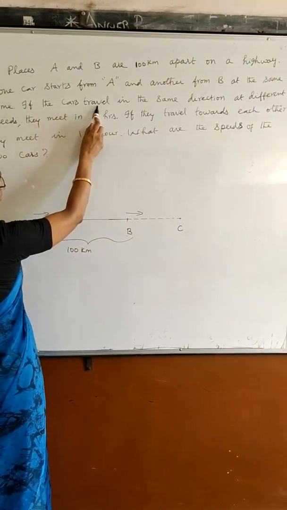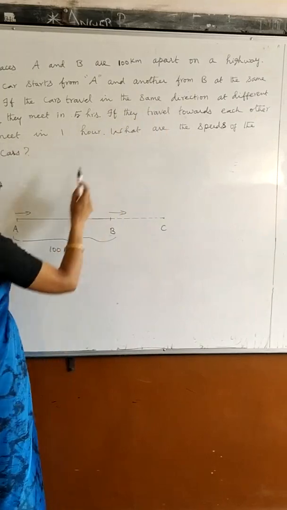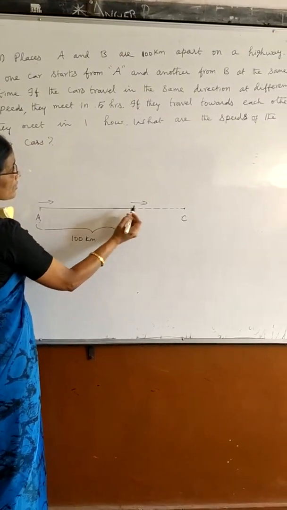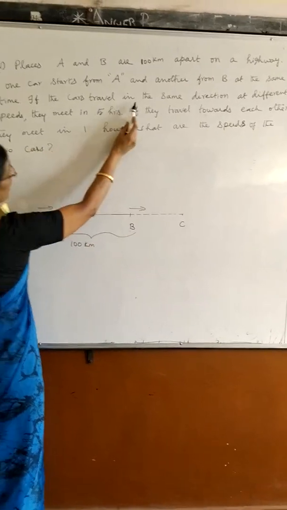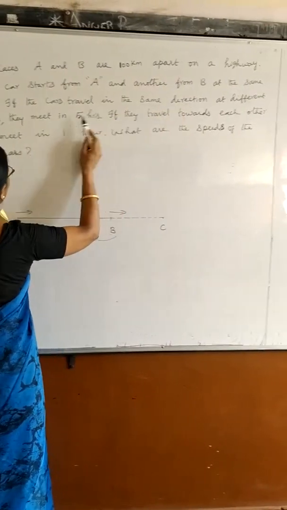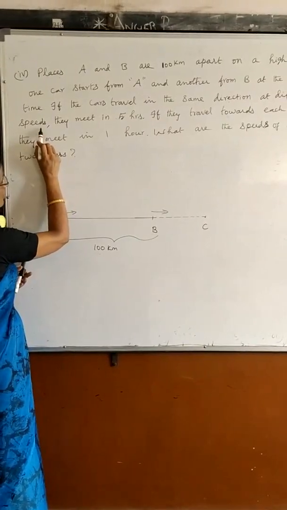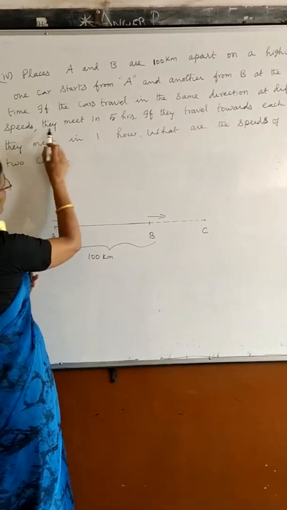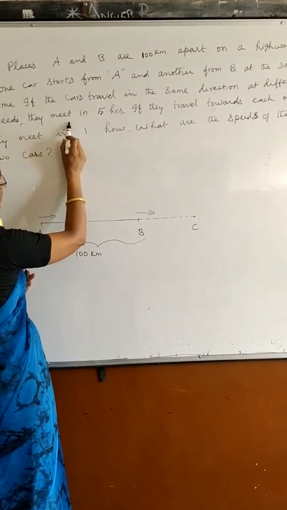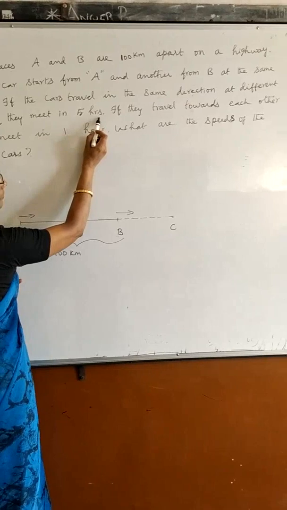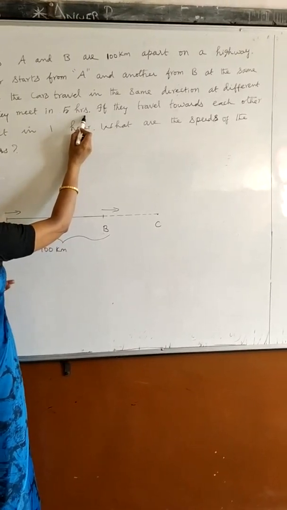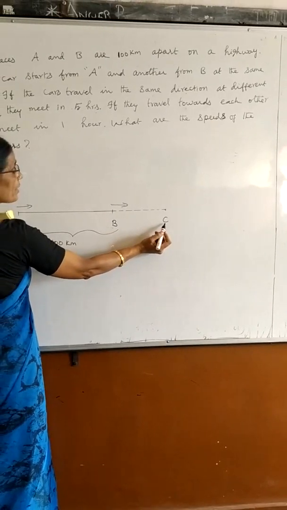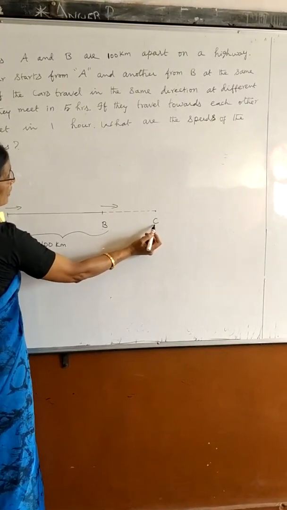If the cars travel in the same direction, you can see it is indicated by the arrowhead. So the directions of both the cars are same. In the same direction at different speeds, the speeds are different, only the directions are same. If this happens, then these two cars meet in 5 hours. After 5 hours, these two cars meet. I have indicated the point of meeting as C.